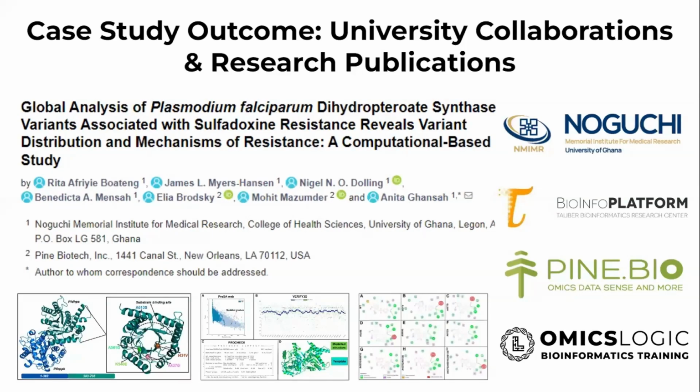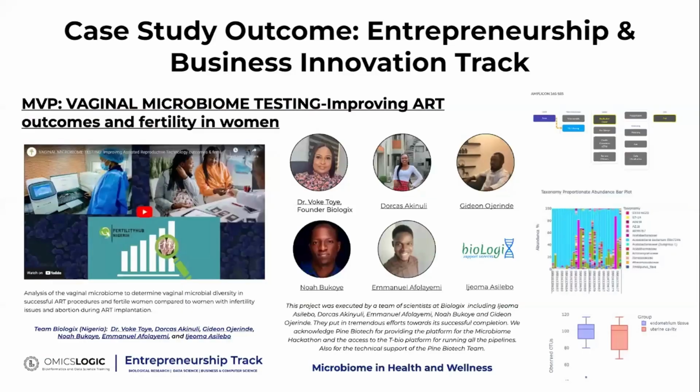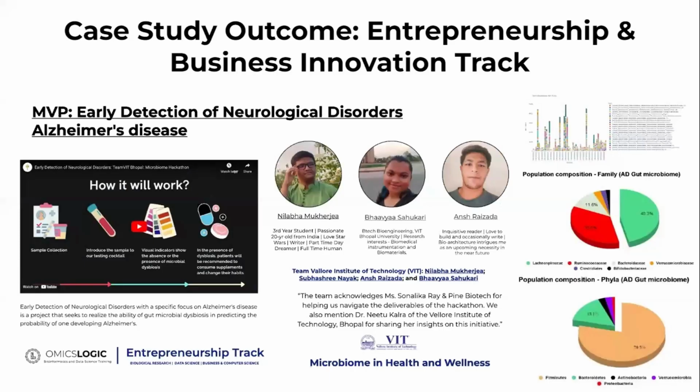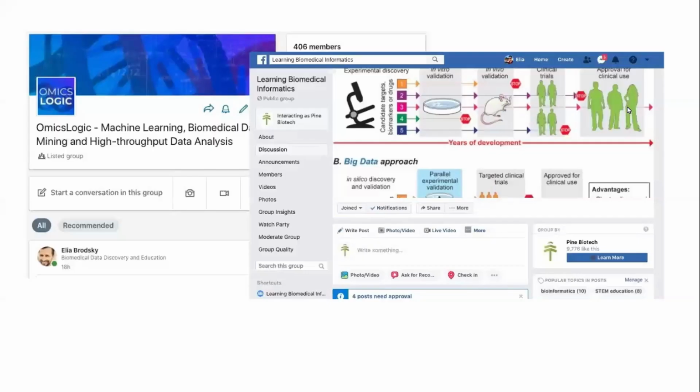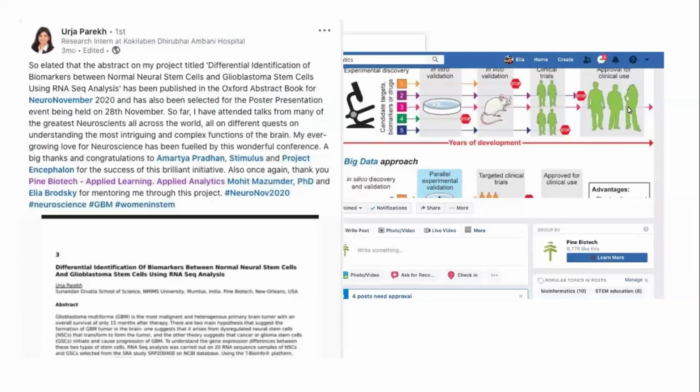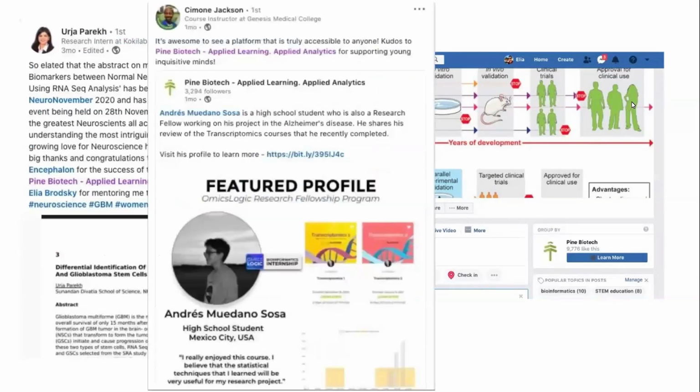And it is also possible to pursue an entrepreneurship and business innovation track, like a team of industrial researchers from a biotechnology company in Nigeria did. So they developed a microbiome test kit to improve the fertility of women in Nigeria. And such tracks are pursued not only by researchers, but by undergraduate and postgraduate students as well. For instance, this was a group of students who worked on developing an early detection kit for Alzheimer's disease using metagenomic datasets.